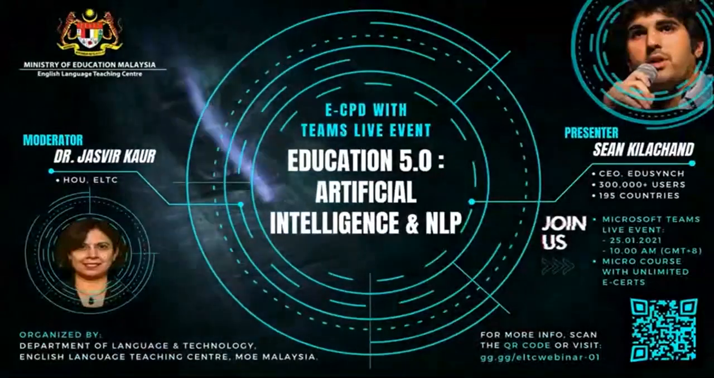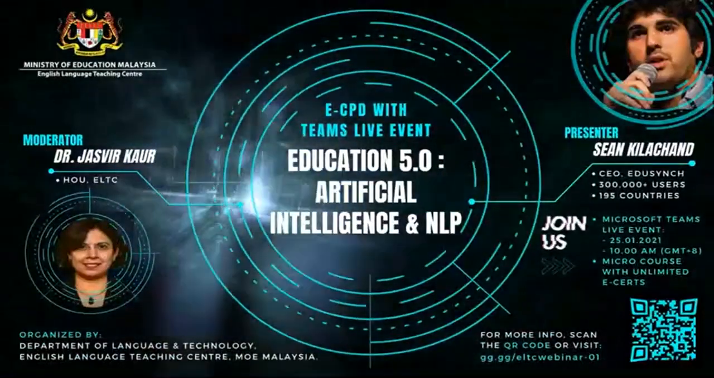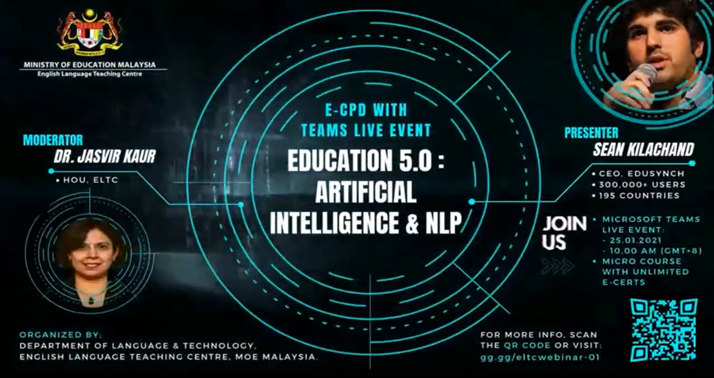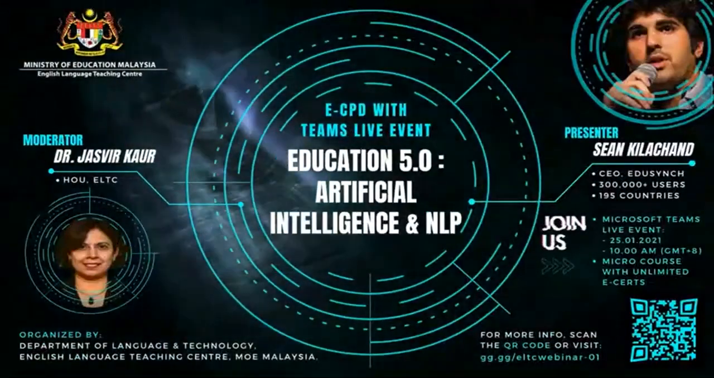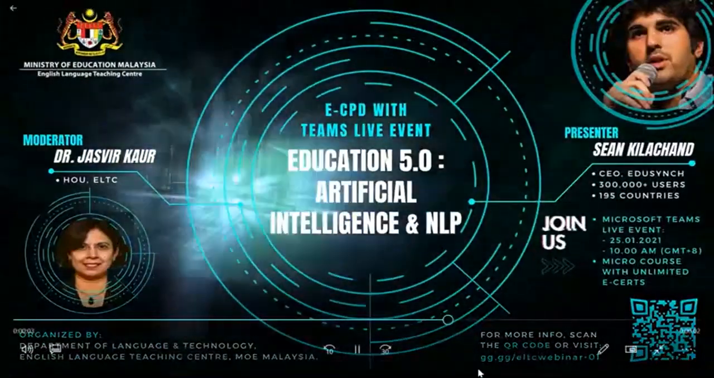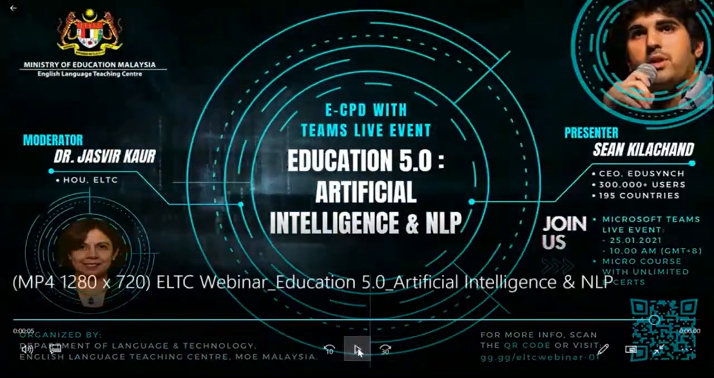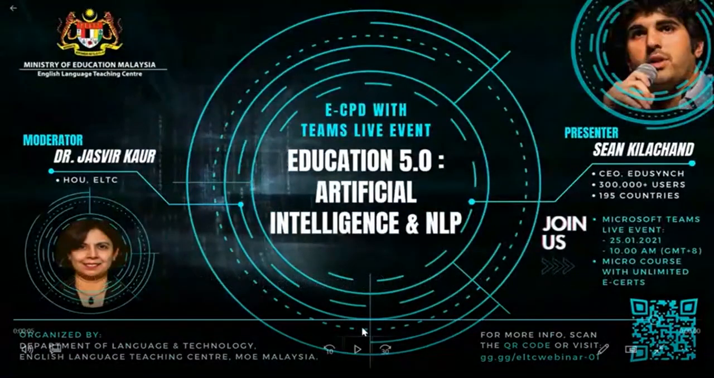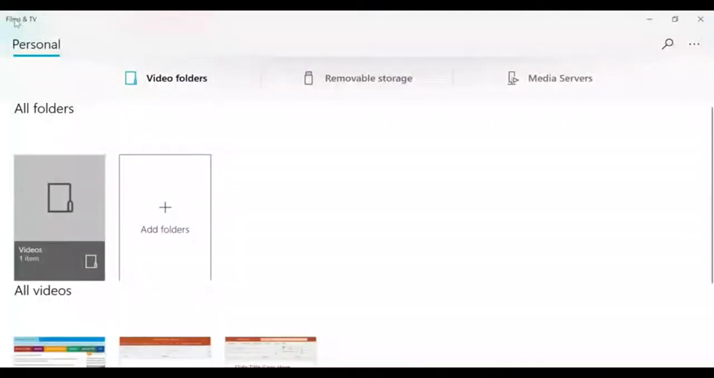Okay. So now allow me to walk you through the process of how you can obtain an e-certificate for this webinar. First, you would need to scan the QR code on the link on the poster, and it will take you to the IMPROVE page. Just a moment, let me share that page with you.